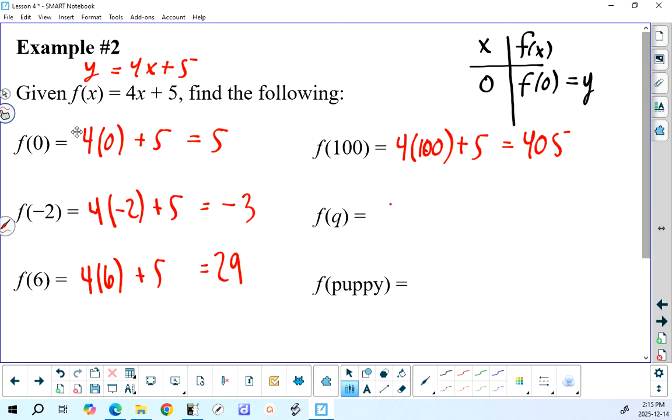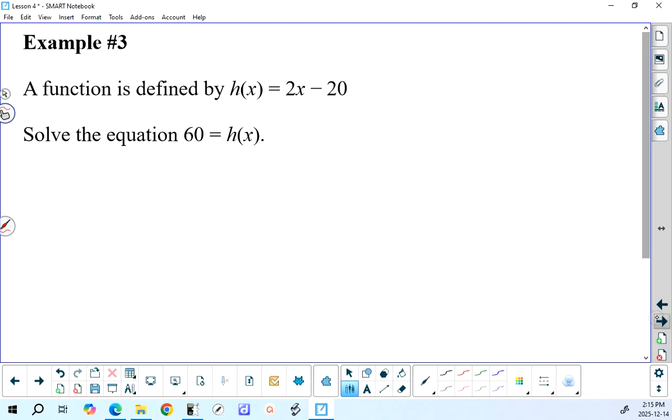F of q is 4 times q plus 5. Don't psych yourself out and twist your brain into knots trying to figure out what f of q means. F of q is a mathematical expression that I'm asking you to find to build your algebra skills and your mathematics skills in high school math. Similarly, what's f of puppy? 4 puppy plus 5. It's not always going to be a number you're putting in for the x coordinate. All right, I think I have one last example here.